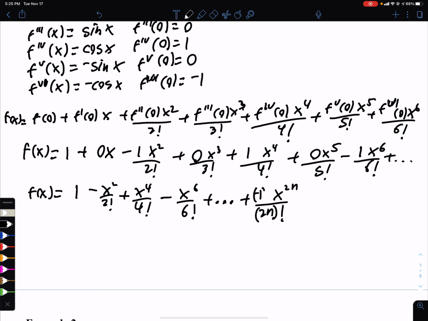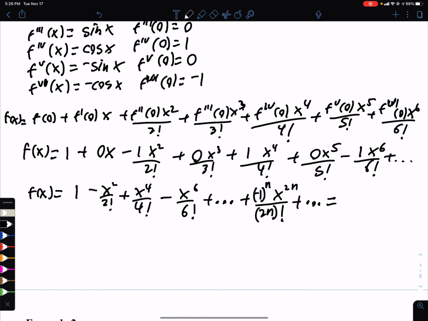Now, if I do negative 1 to the n, let's see what happens. If n is 0, that's going to be 1. We'll get that. If n is 1, you're going to get a negative 1, and you'll get x squared over 2 factorial. So it seems like it's going to work. If n is 2, that'll be positive. This will be 4. That'll be 4. So this looks like this pattern works.